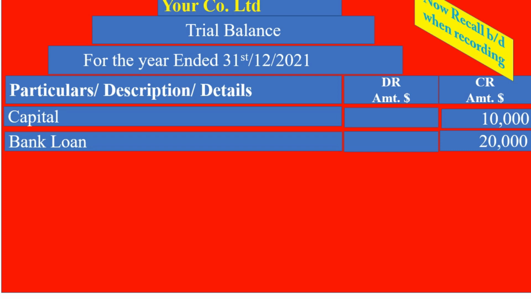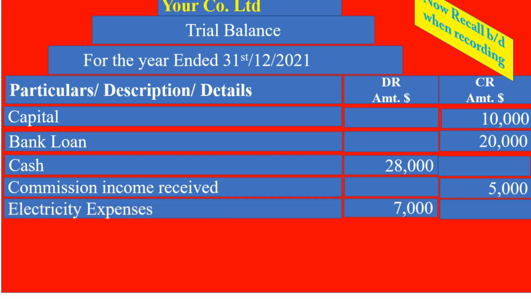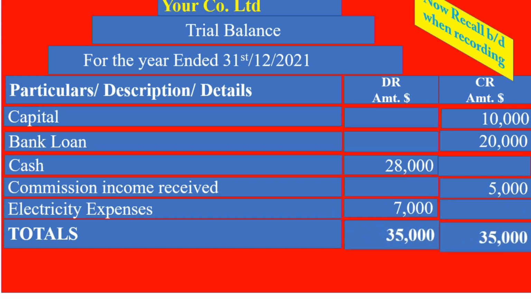Then bank loan was of 20,000. Then cash was amounting to 28,000. The entries are as indicated up there. Then we've got commission income received. It was of 5,000, you can remember very well. Then we had the electricity expense of 7,000. And with that, the totals translate to a clean 35,000 on both sides.